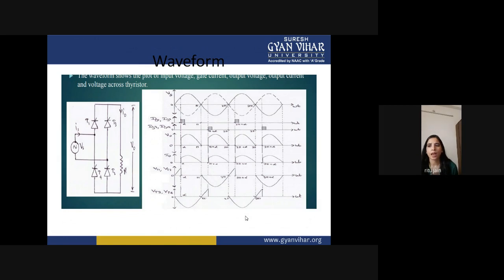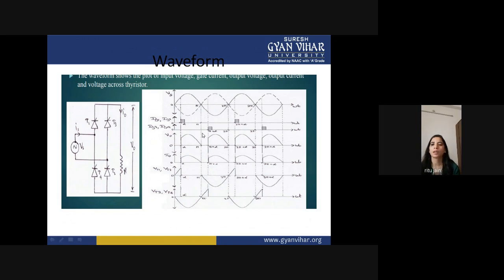So what is happening in this diagram? First question is why it is called a full wave converter. When you see these waveforms, I'm going to explain that in this converter not only is the positive half cycle converting into DC, but the negative half cycle of the input voltage is also converting into DC voltage. I will explain.